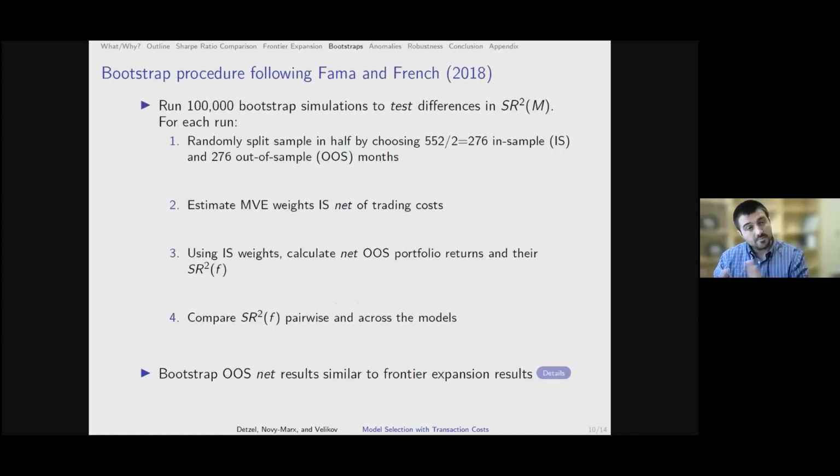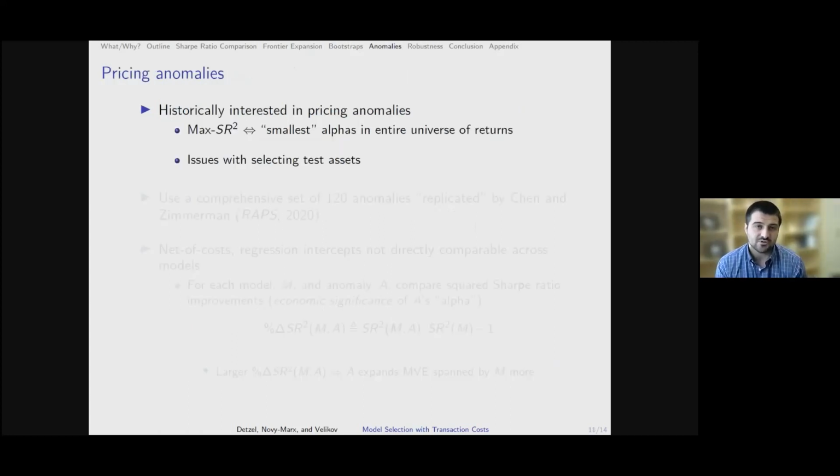So in the paper, we also follow a bootstrap procedure, kind of similar to what Fama and French do in their 2018 paper, to evaluate all of these claims out of sample. In the interest of time, I'm going to skip over this, but the result, essentially, the out-of-sample net results are very similar to the net frontier expansion results. What I want to use the rest of my 5 minutes, thank you, Irina, is to talk about the section in our paper where we actually try to price anomalies.